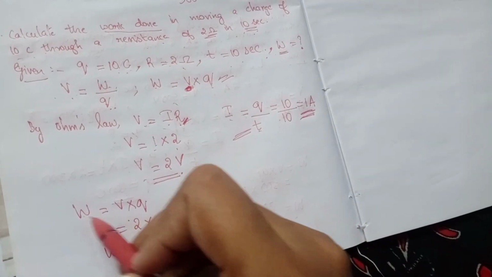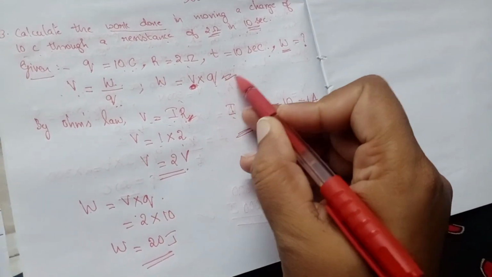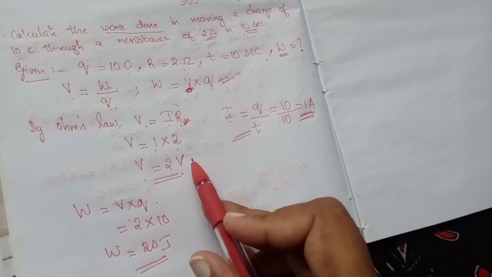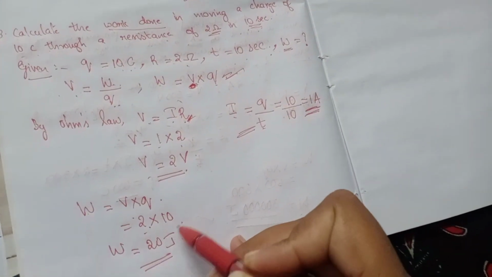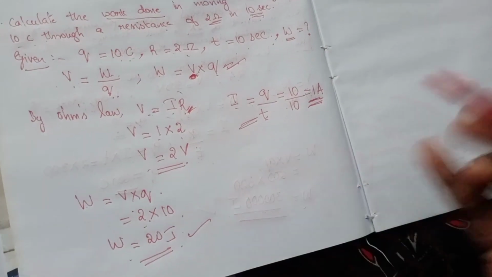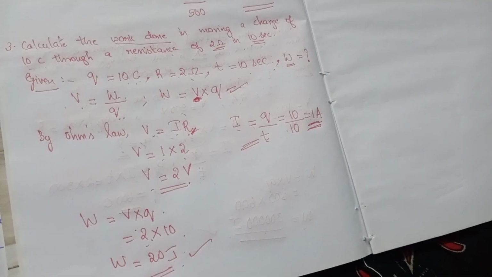Now substitute W is equal to V into Q. Substitute in this equation. So V value we found as 2 and the Q value is given in the question as 10. So 2 into 10, W is equal to 20 joule is the answer.